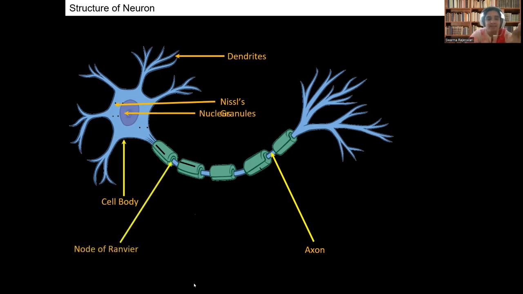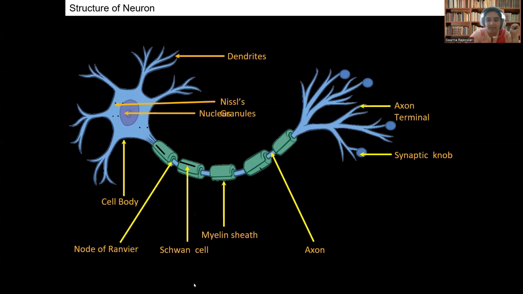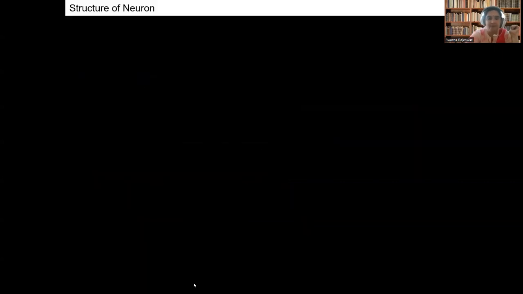The gaps in between the myelin sheath we call nodes of Ranvier, and this is a Schwann cell, which is responsible for the production of the myelin sheath. Then these are the synaptic knobs, which receive the impulses from the presynaptic neuron. That is the axon terminal. So this is about the structure of a multipolar neuron.